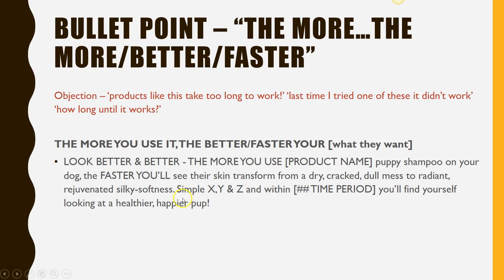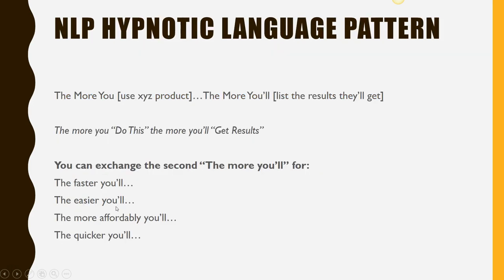Simply X, Y, and Z. So X, Y, and Z would be, and I should say simply, sorry. Simply X, Y, and Z. So simply wet, scrub and rinse. And within 3 weeks or within 2 washes or within 4 hours, you'll find yourself looking at a happier, healthier pup, right? Or healthier, happier pup.